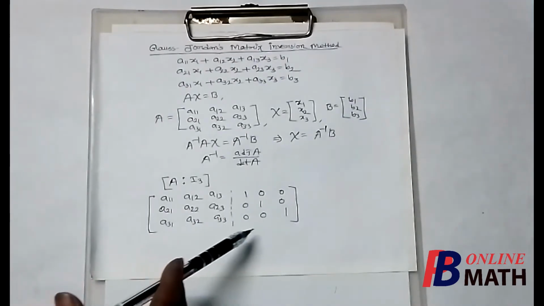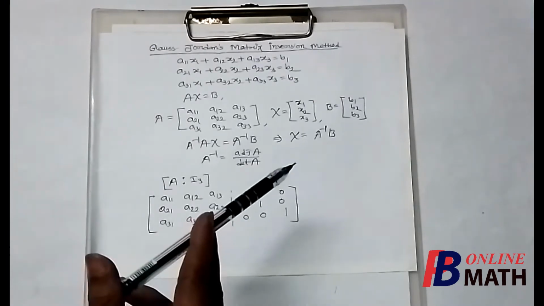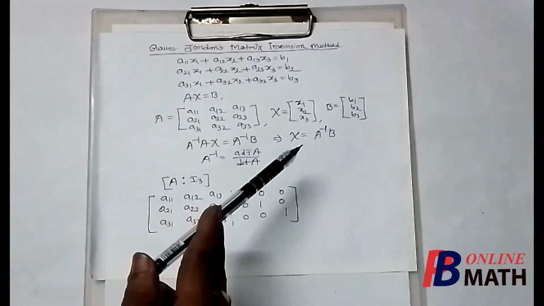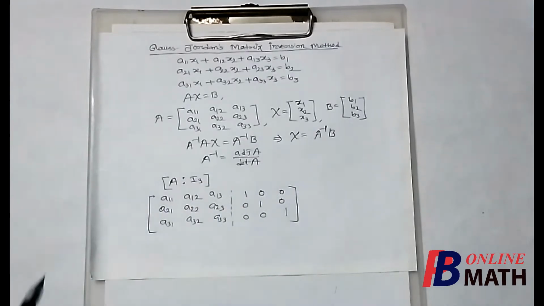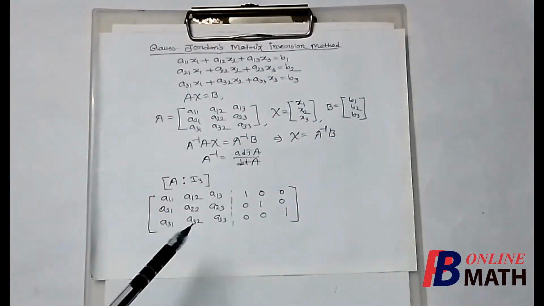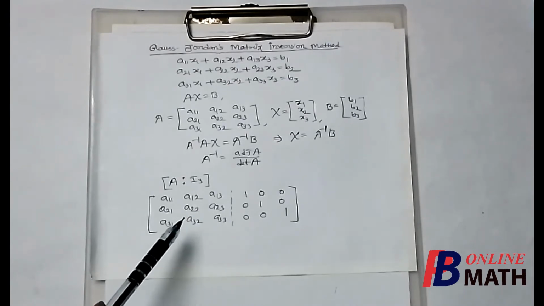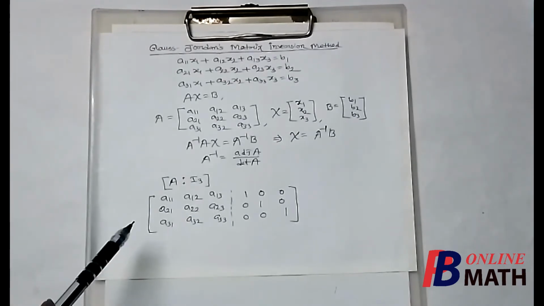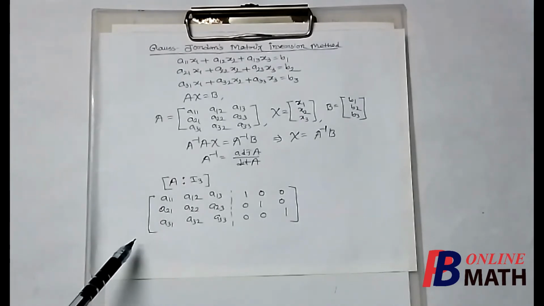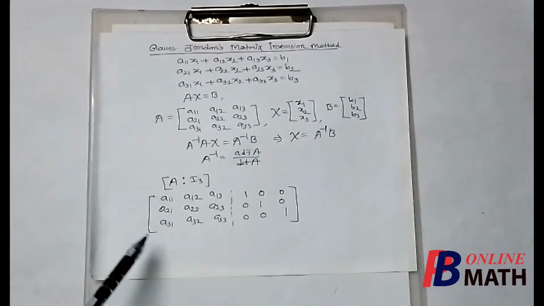Once the inverse matrix is found, we can easily solve the problem by multiplying the inverse matrix to the B matrix. So this is the working formula to find the inverse of a coefficient matrix. But remember that the matrix must be non-singular, otherwise we cannot find the matrix inverse. Now let us consider one example.